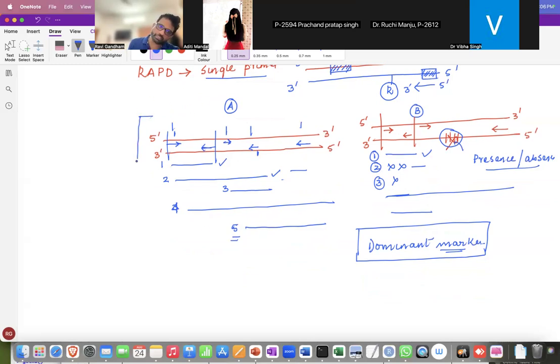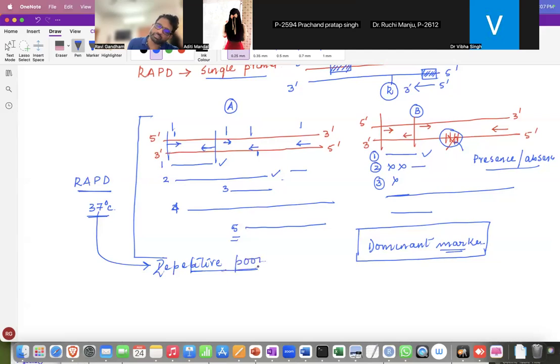Right. So this is what is RAPD. Now, the problem with RAPD is RAPD amplification normally is done at 37 degrees centigrade. And when you do it at 37 degrees centigrade, what happens? The repetitiveness of this particular technique, the repetitive nature is quite poor. So this is not reliable at all. And so people left this technique.